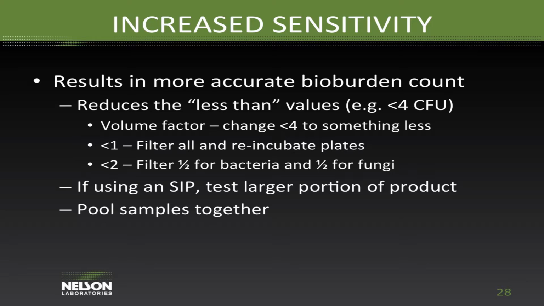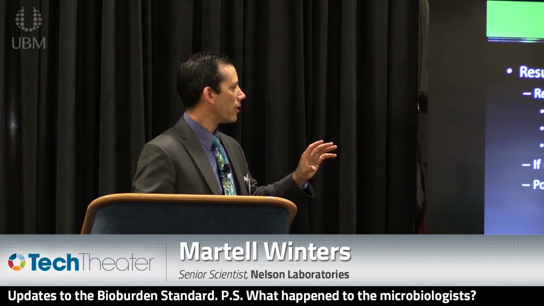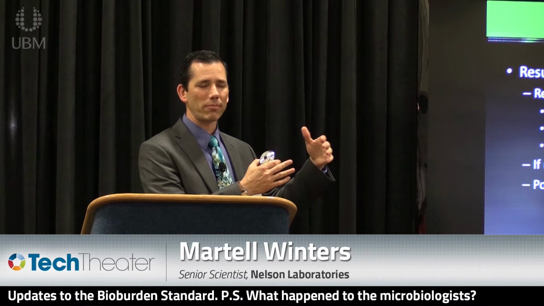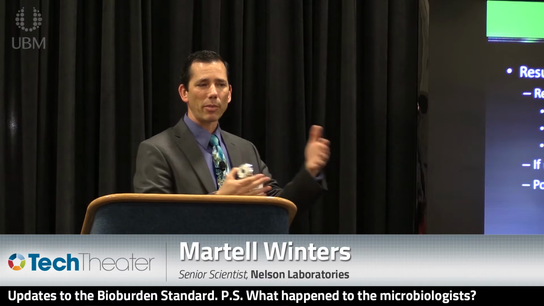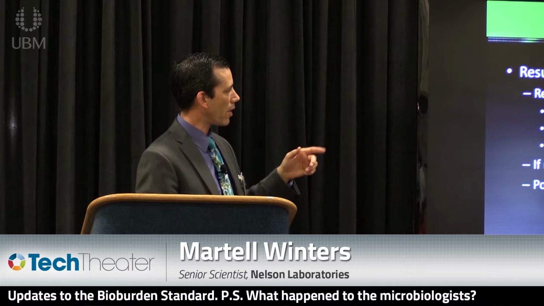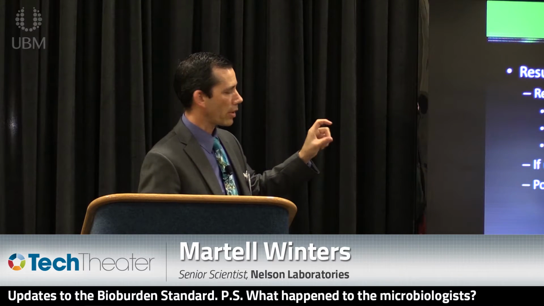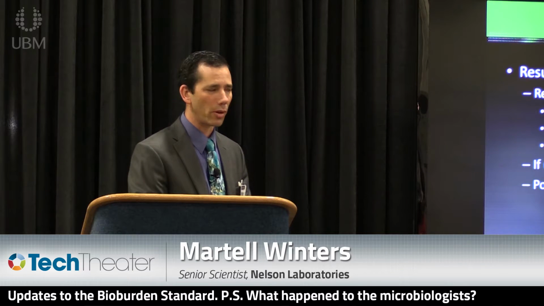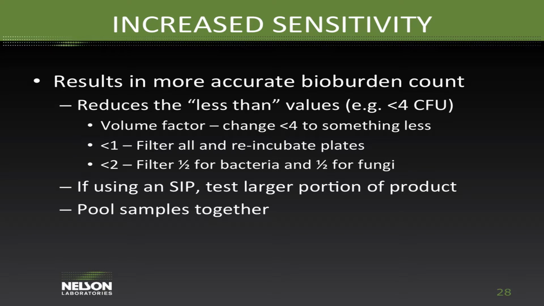One is what we call a volume factor. In most cases, in a bioburden test, you're doing an extraction followed by filtration. And usually you might be putting in, for example, 400 milliliters. You might only be filtering 100, and that's why you have that volume factor of 4. And that's why you're getting a less than 4 on your report. So the simple thing is just filter more of the extraction solution if you can.